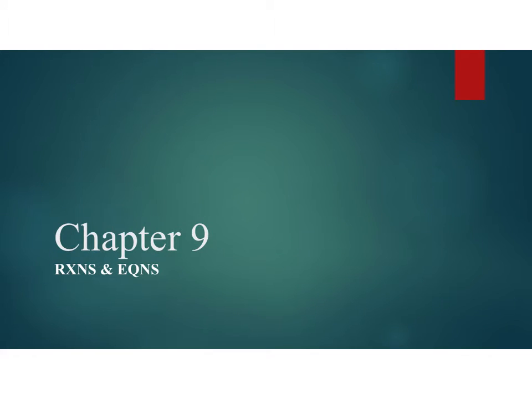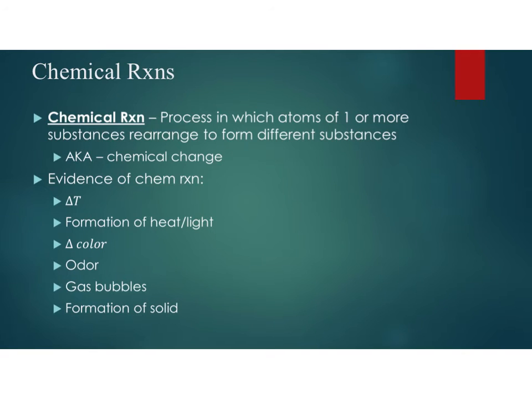Today we're going to look at Section 1, which deals with chemical reactions. To begin with, we first need to understand what a chemical reaction is. This is the process in which atoms of one or more substances rearrange to form different substances. If you recall, we talked about this a while ago and we called this a chemical change.